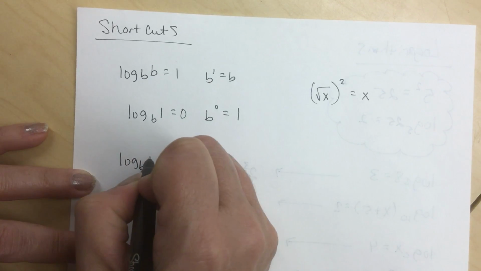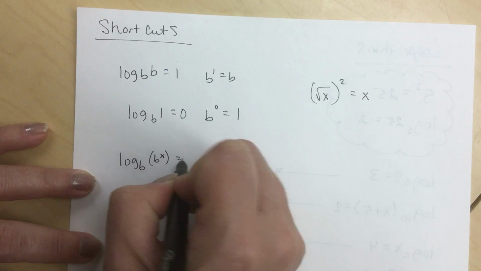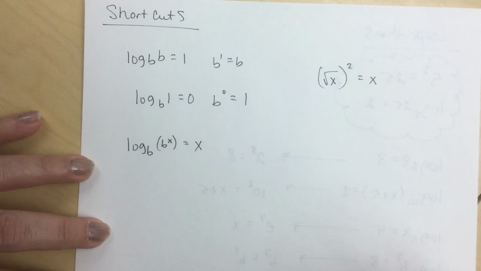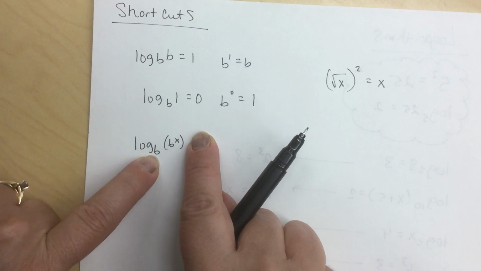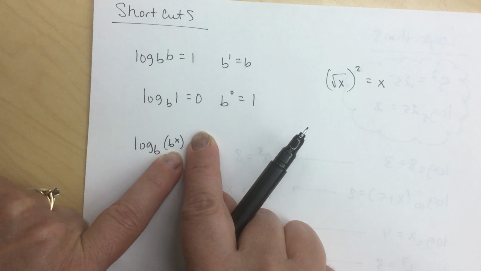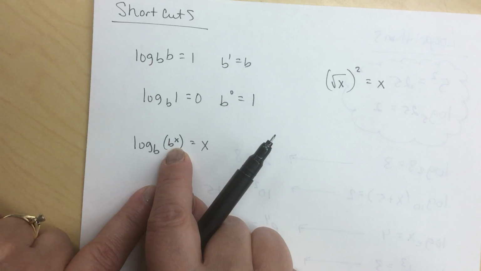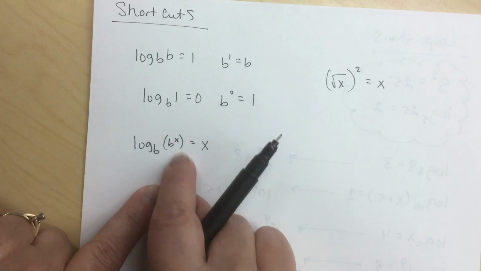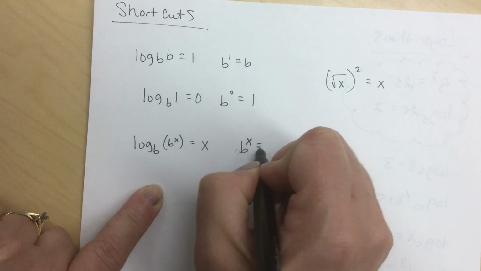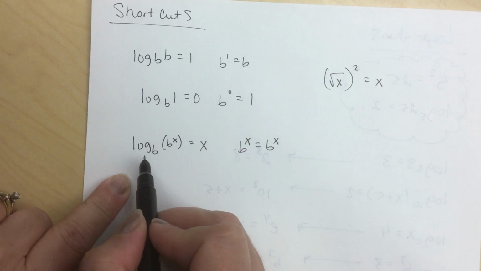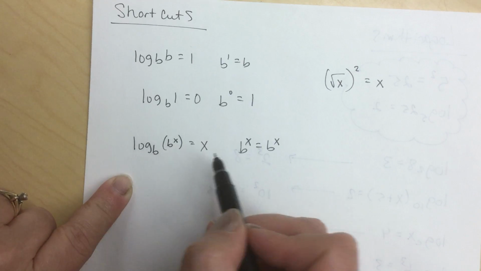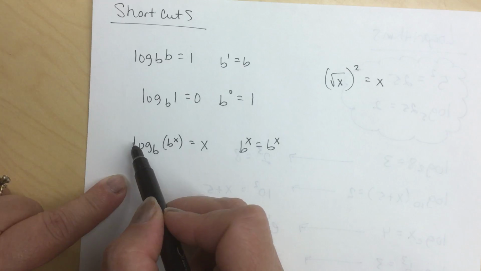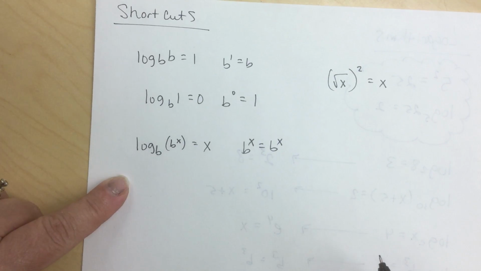So log base b of b to the x power is going to be x, because without this x there, you're saying, well, what exponent do I need to raise b to the power of in order to get b to the x? Well, that would be x. B to what power equals b to the x? X. So when you see log base 5 of 5 squared, it's going to be 2. Log base 7 of 7 to the third, it's going to be 3. It's like the log base b and the b all cancel each other out.